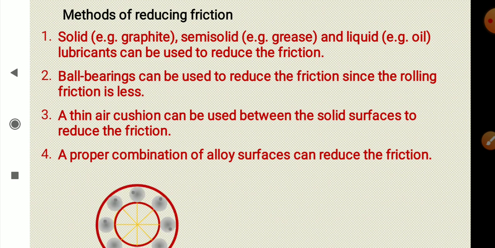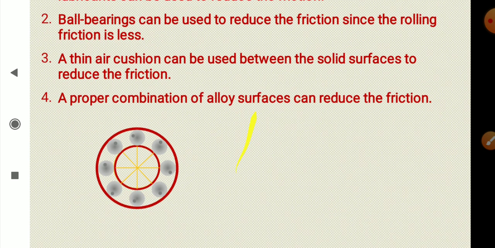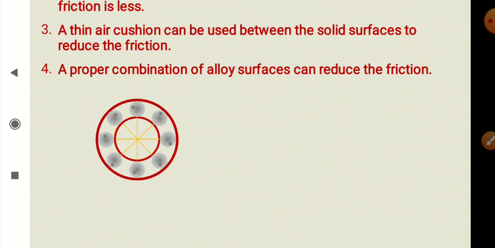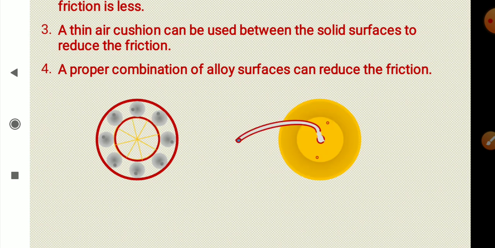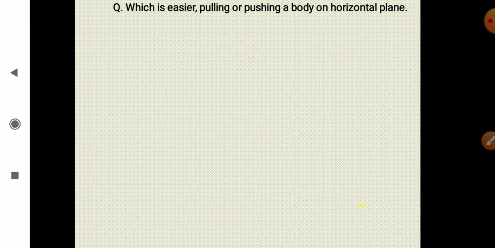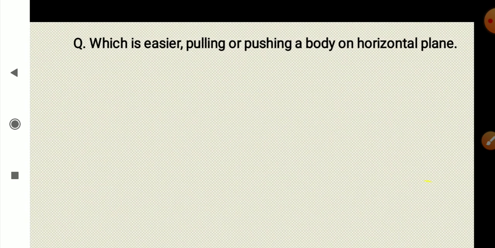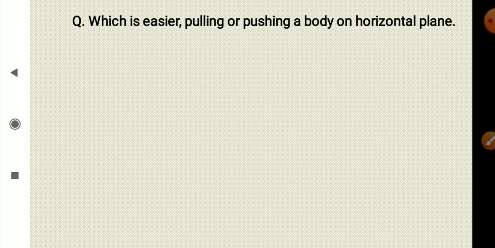A proper combination of alloy surfaces can reduce the friction. So you have seen ball bearings, and you can use an air jet here, and you can use ball bearings and lubricants to reduce friction. Some of the methods, and a very important example often asked in examinations also, which is easier, pulling or pushing a body on a horizontal plane.